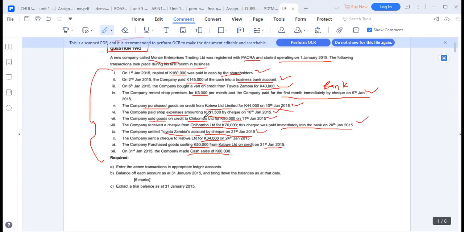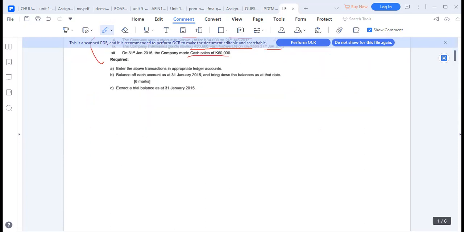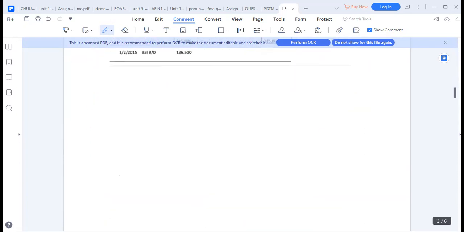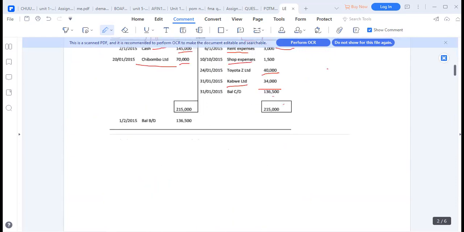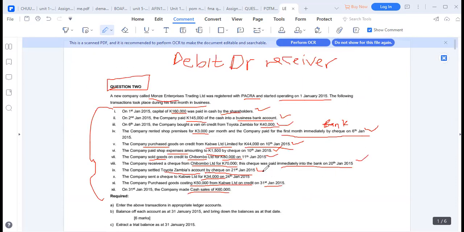We bought the goods on credit from Carway, 44,000, and that should be indicated. So the date that we bought those goods is very, very important to indicate. All right, so this is what's going on here. So we sorted out the Toyota Zambia. Carway, of course, we also sent a check to them.